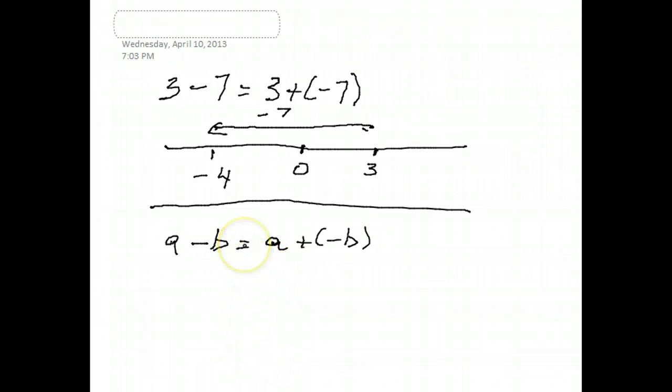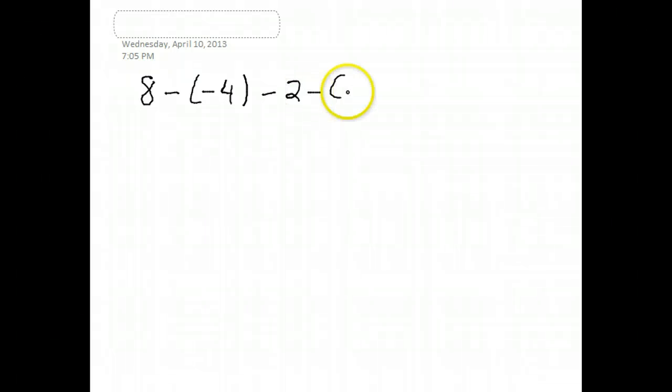Let's look at an example that contains quite a bit of positive and negative numbers. So we have as follows: 8 minus negative 4 minus 2 minus a negative 4 plus 2. Okay, so what does this mean here? I have a negative outside the parentheses and a negative number inside the parentheses.